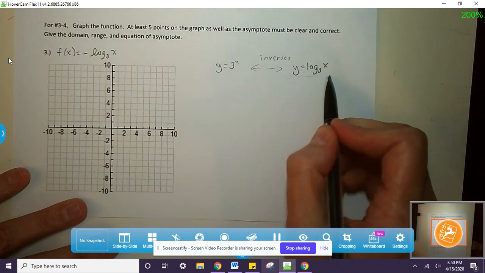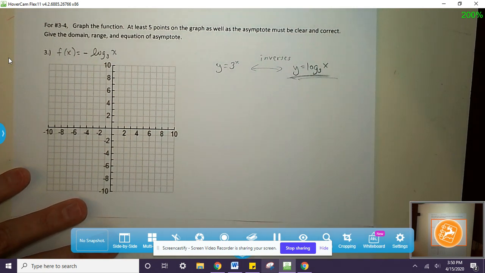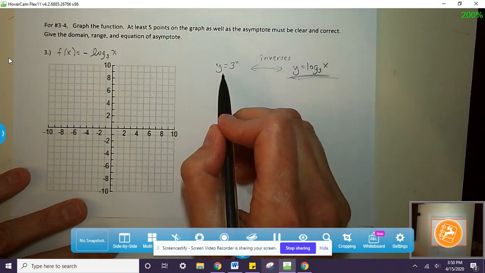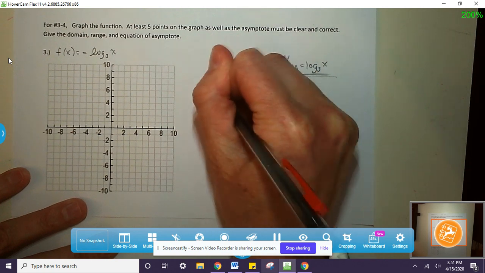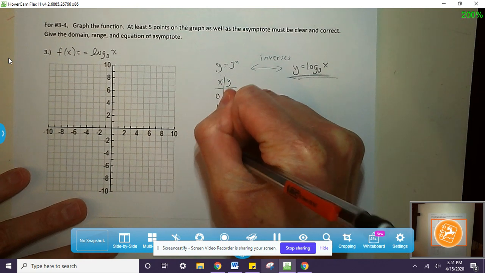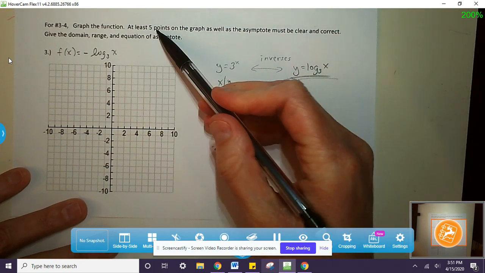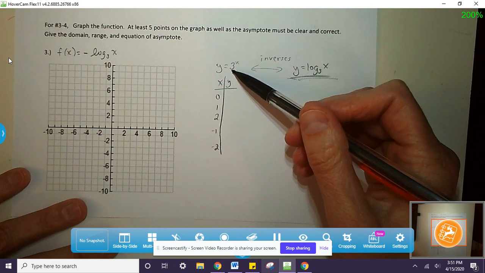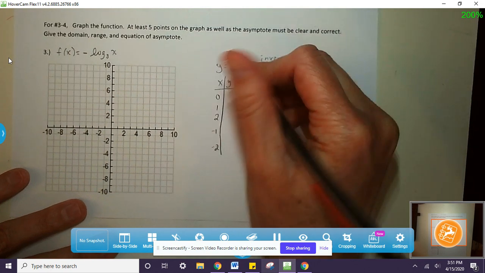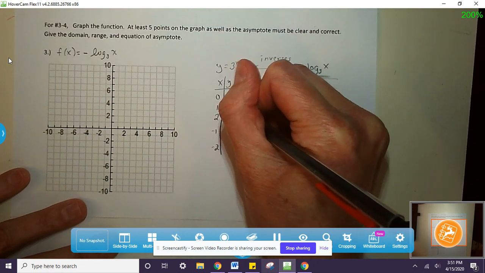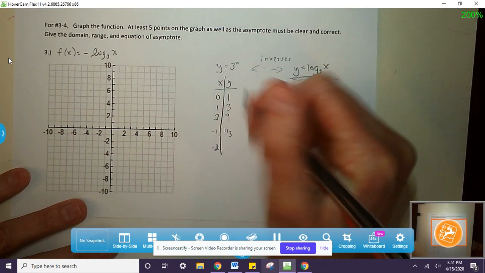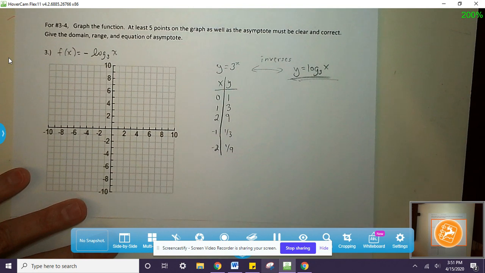Okay, so I want to start by getting this basic graph down, the parent function, sometimes people call it, or the common function. And to do that, I'm going to start with this guy, because I can figure out that table in my head pretty quickly. Since we want 5 points, and this time we can actually get 5 points because the base is 3, I'm going to pick 0, 1, 2, negative 1, negative 2. So 3 to the 0 is 1, 3 to the first is 3, 3 to the second is 9, 3 to the negative 1 is 1/3, and 3 to the negative 2 is 1/9.